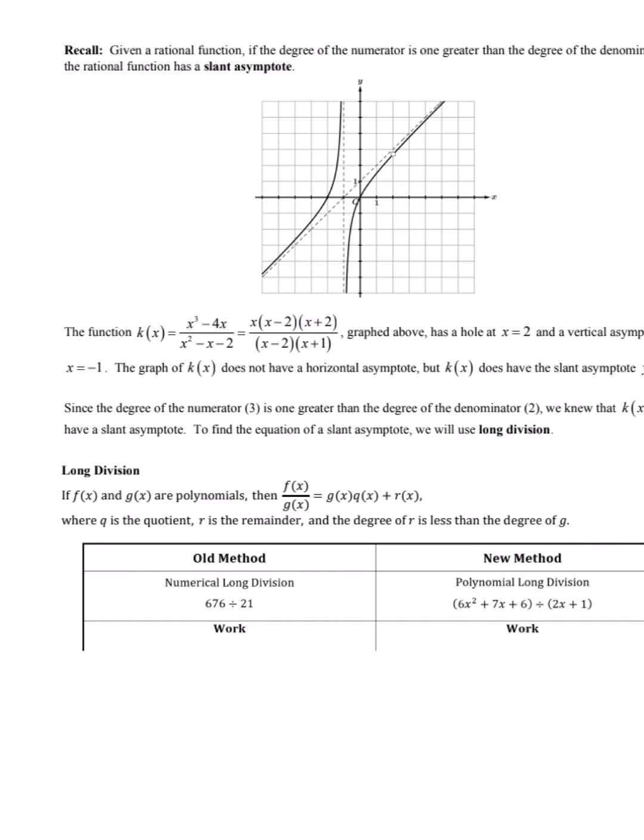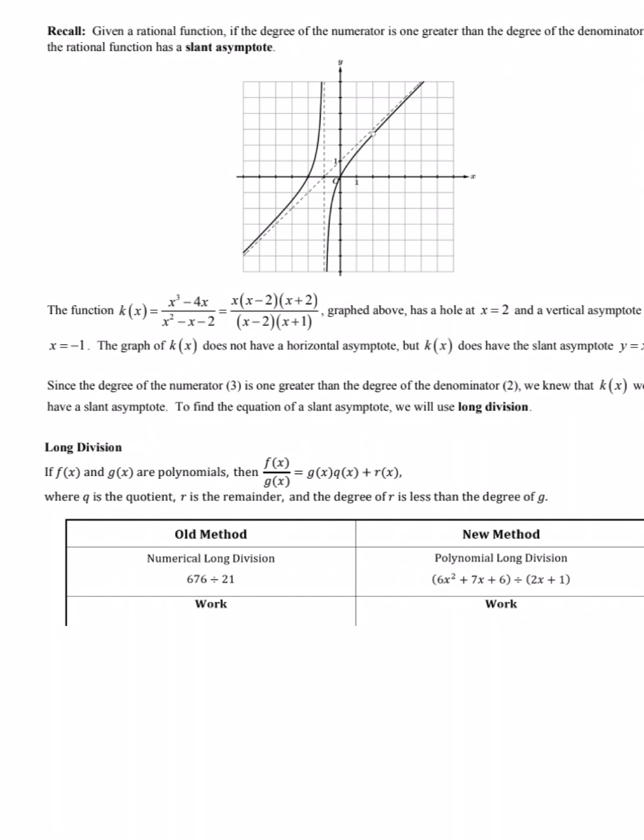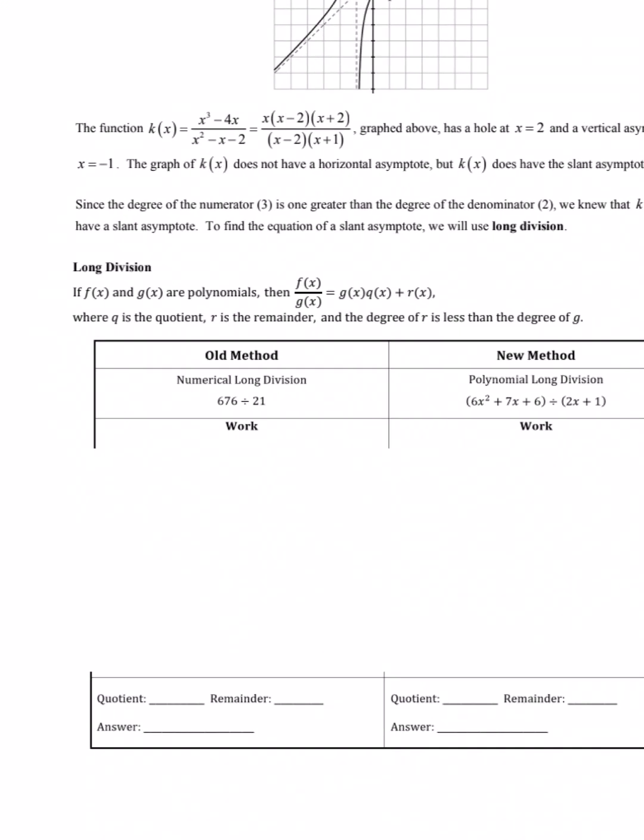To find the equations of slant asymptotes, we can use long division. So let's do a quick review of what long division is. We're going to do it numerically first. There are a lot of different algorithms for long division, and here's one of them. Hopefully you've seen this in your lifetime.